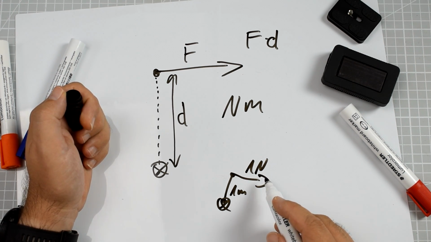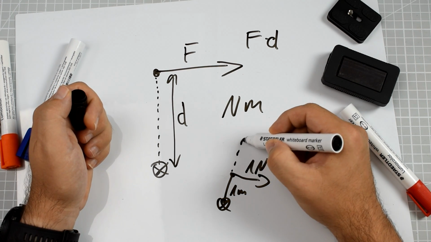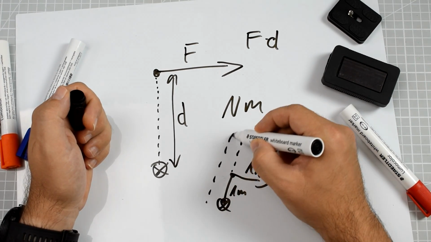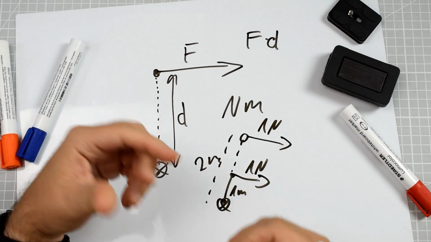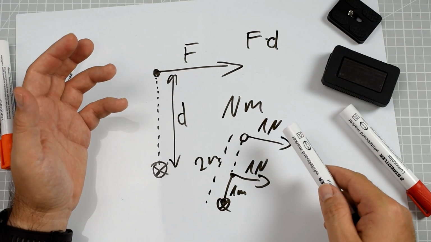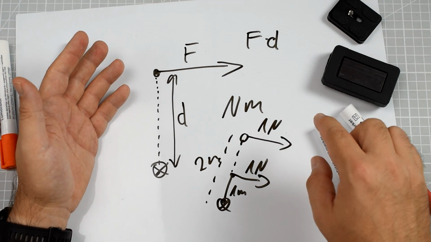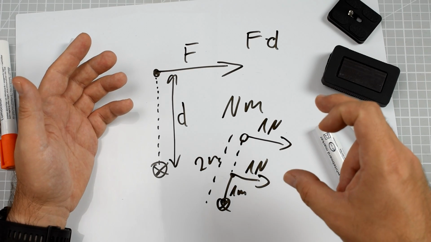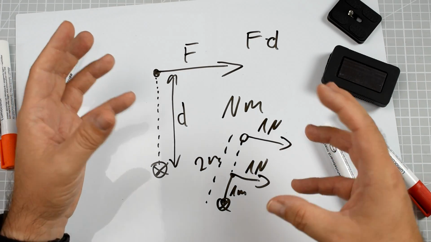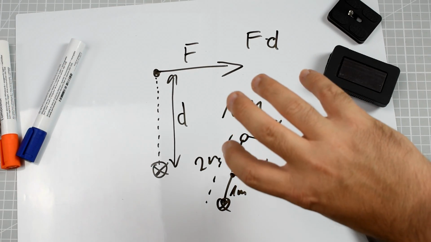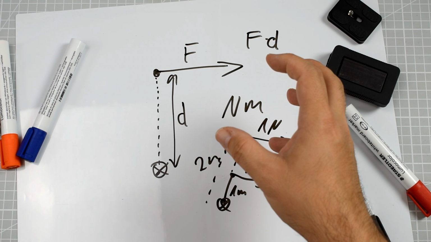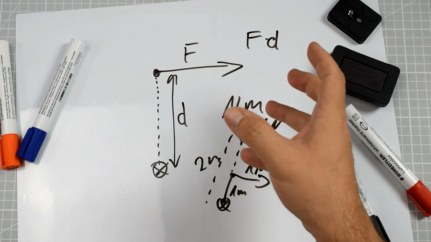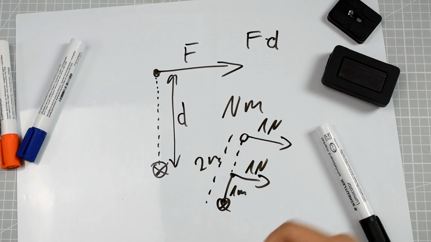However, if we have 1 Newton acting at a distance of 2 meters from the pivot point, then the total torque is how much? 2 Newton meters. The further away from the rotation point the force is applied, the higher the torque. And if there is a torque acting in this direction, there is a rotational torque, from Newton's third law, acting in the opposite direction.